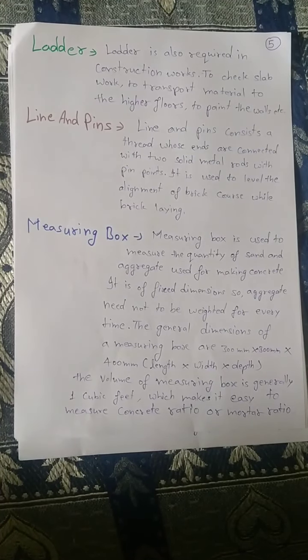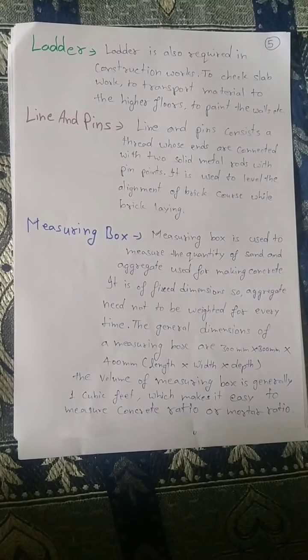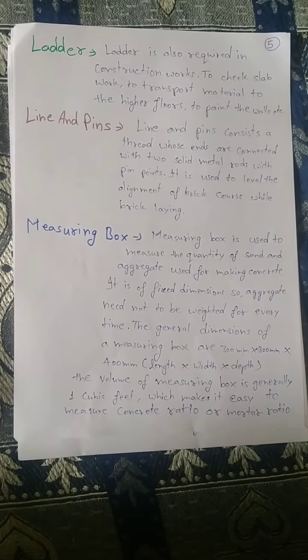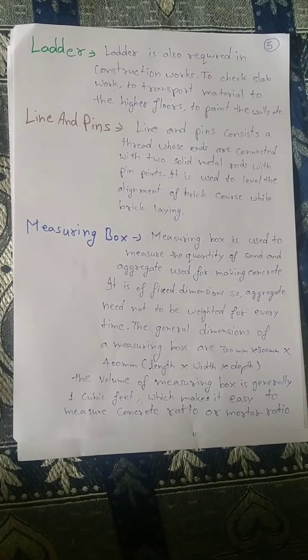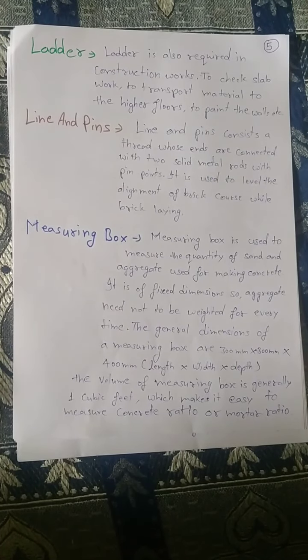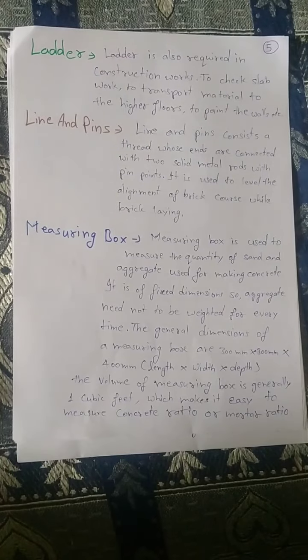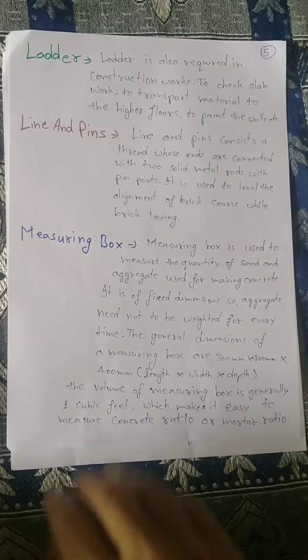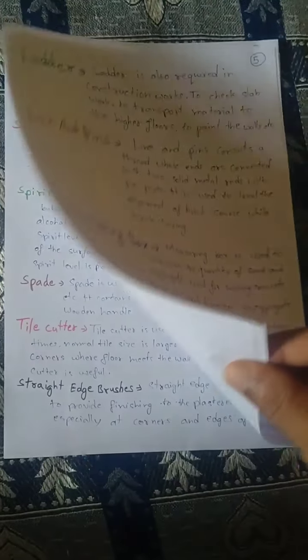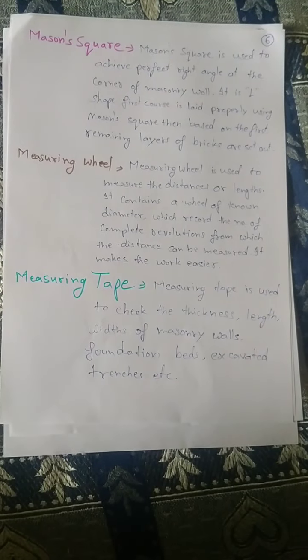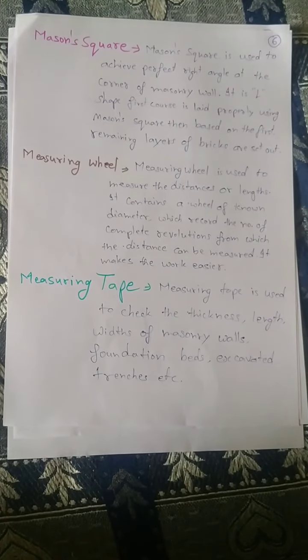The general dimensions of a measuring box are 300 mm by 300 mm by 400 mm, namely length, width and depth. The volume of measuring box is generally 1 cubic feet, which makes it easy to measure concrete ratio or mortar ratio.